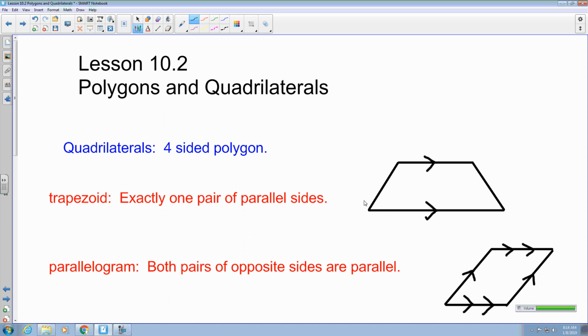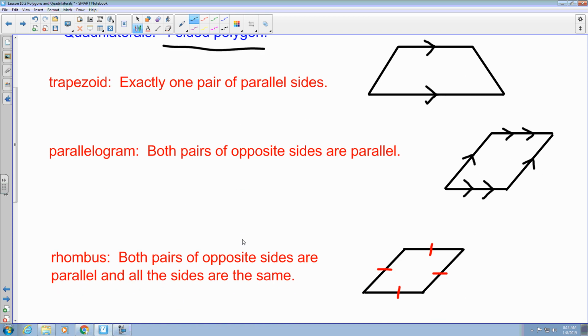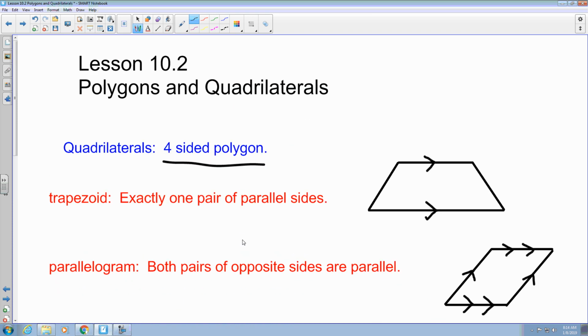If we have a quadrilateral, quadrilaterals are any four-sided polygon. We also have more specific names that we attach to those polygons. So the first one that we have here is a trapezoid. A trapezoid has exactly one pair of parallel sides. So that means that the other two sides are not parallel. So these two line segments are parallel, and it's denoted by those little arrow marks there.